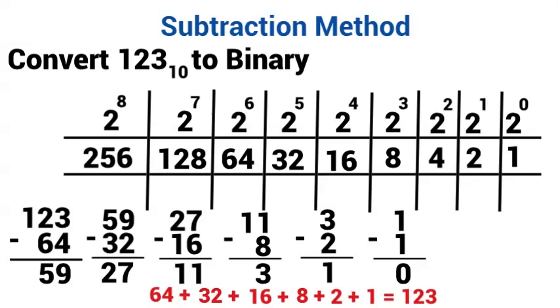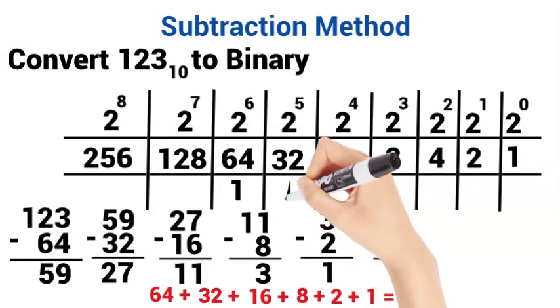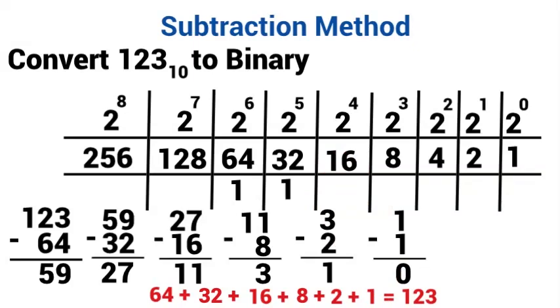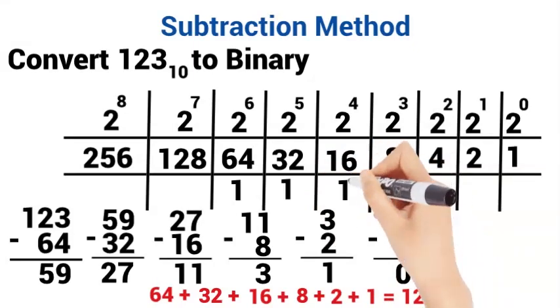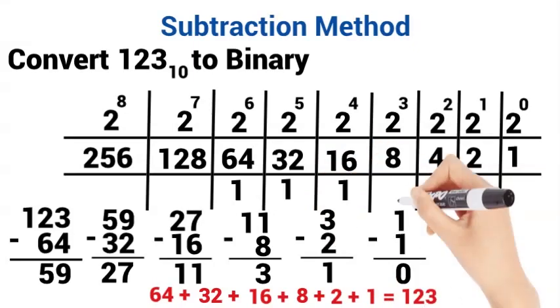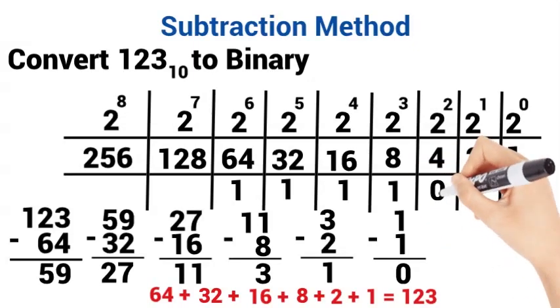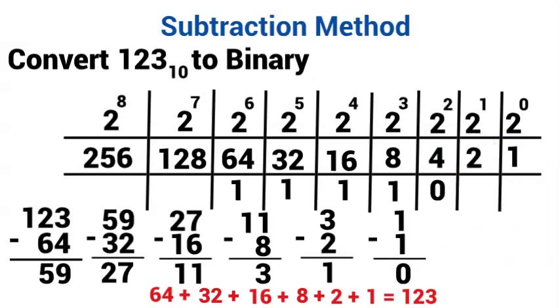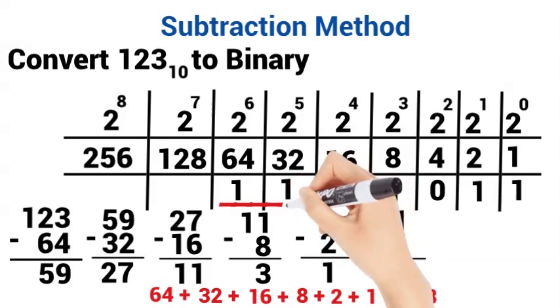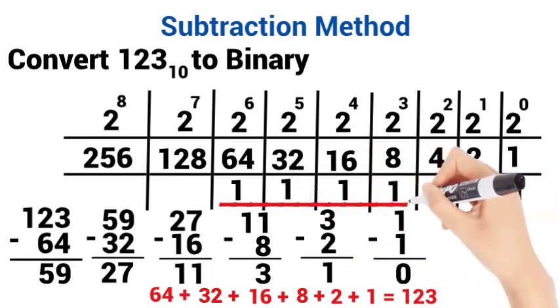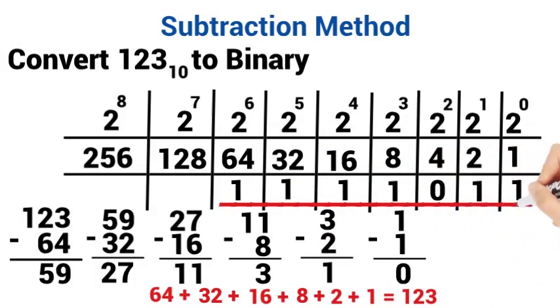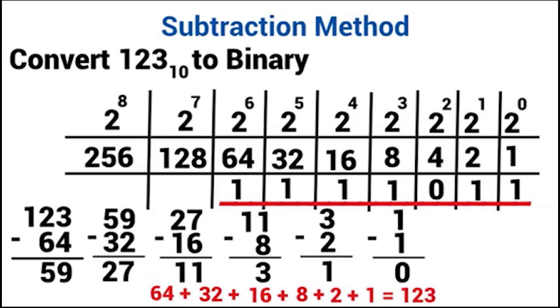And so we use 64, write 1. Same as with 32, write 1. And also 16, write 1. Same as with number 8, write 1. And 0 below 4 since we did not use it. We use 2, write 1. And 1, write 1. And so the binary of 123 is 1111011. Did you get the same answer?